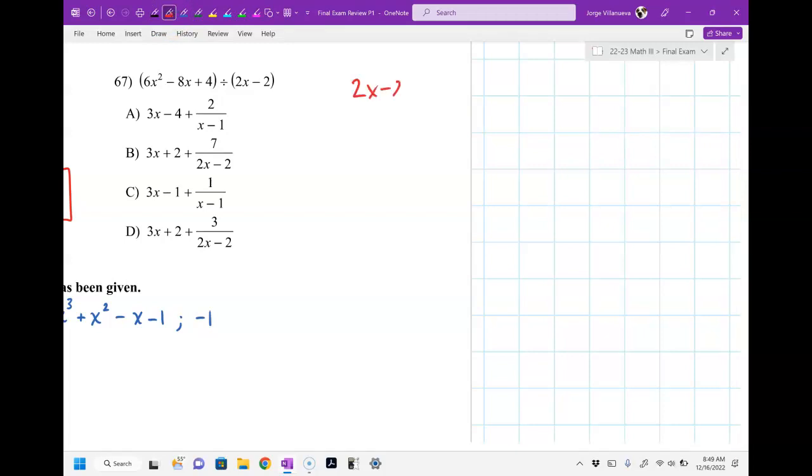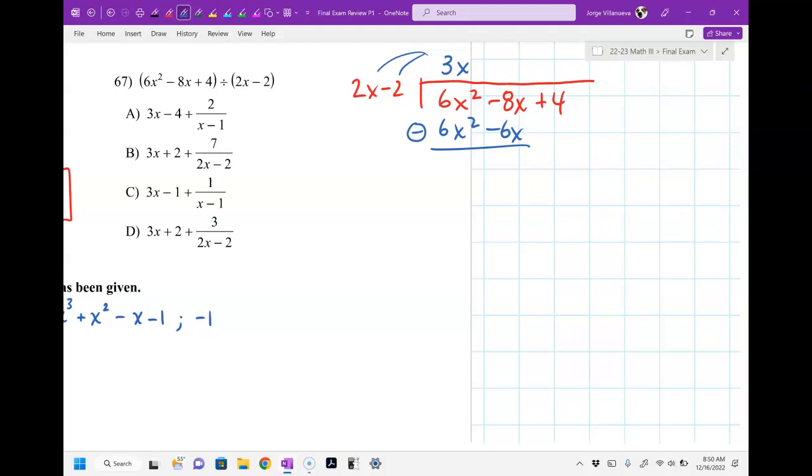So 2x minus 2, and we'll have 6x squared minus 8x plus 4. 2x times something is 6x squared. Well, that's going to be 3x. So 3x times 2x, remember we're backward distributing, right? So 3x times 2x is 6x squared, and 3x times negative 2 is minus 6x. And I'm going to subtract these things.